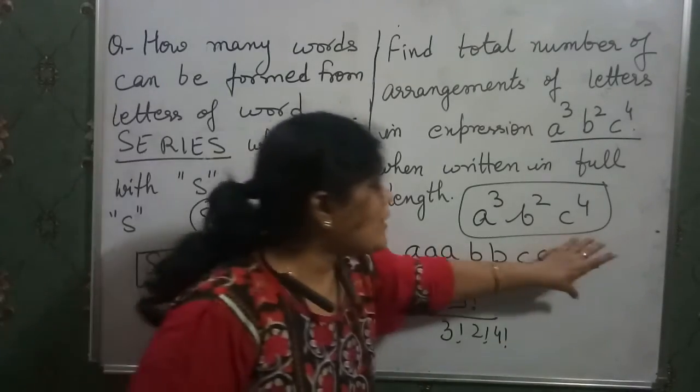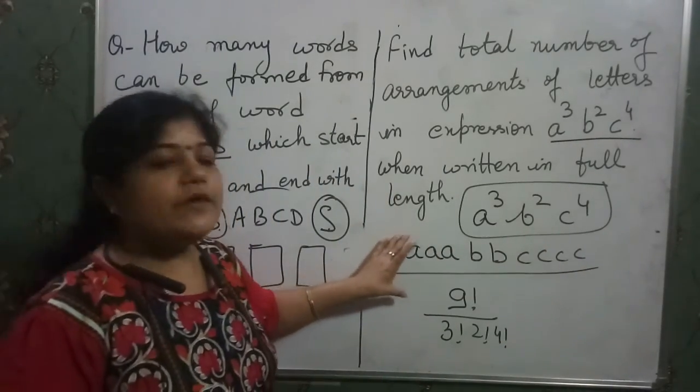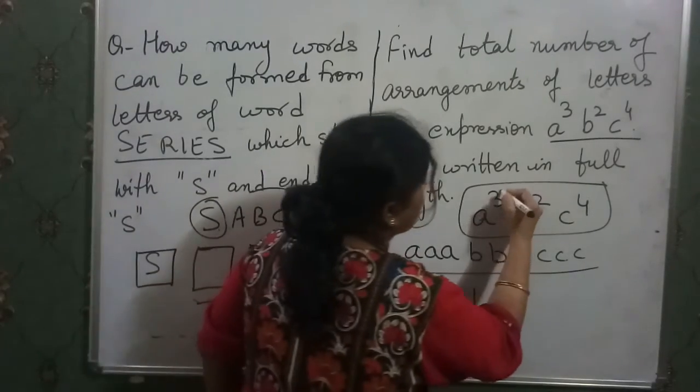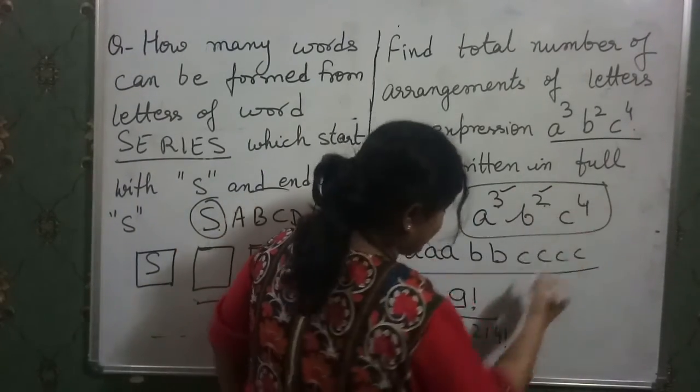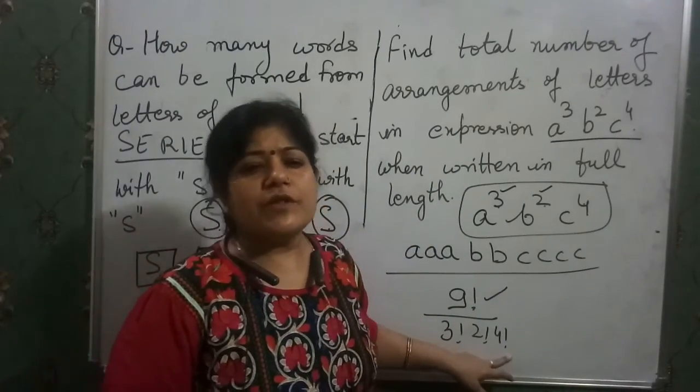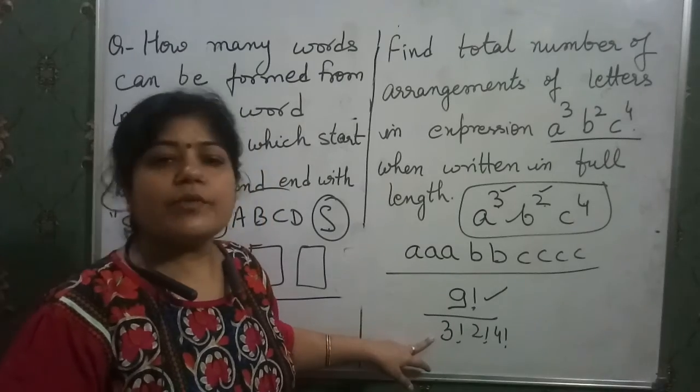And there is no need to write it in the expanded way. There is one more way. Just see on the blackboard, there is one more way: just add all these, 3, 2, 4, which is 9. So we have factorial 9 over 3, 2, 4. Without expanding, you can also write it in this way.